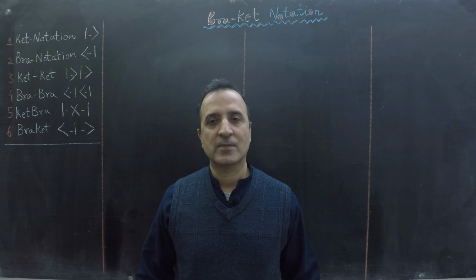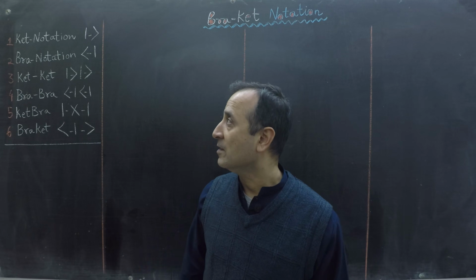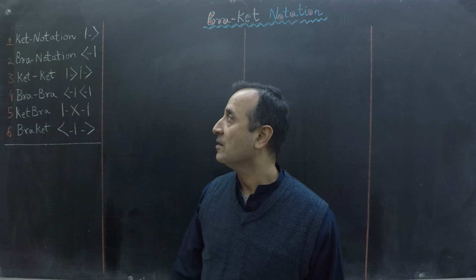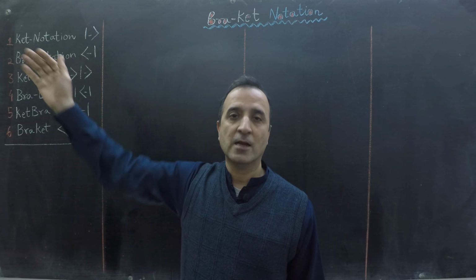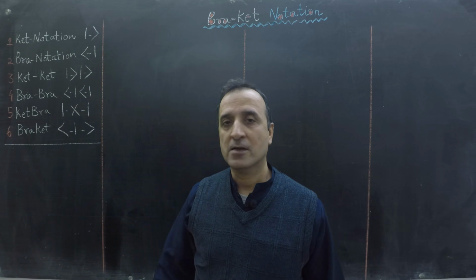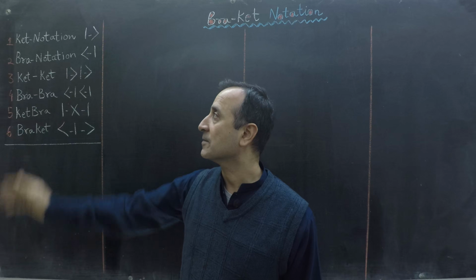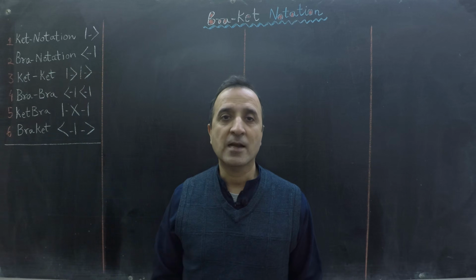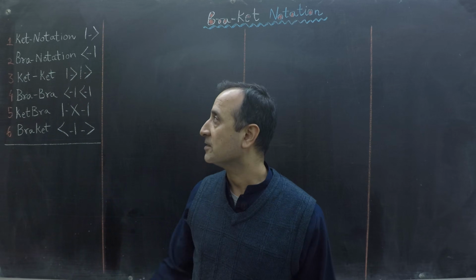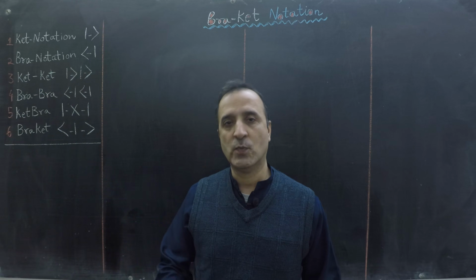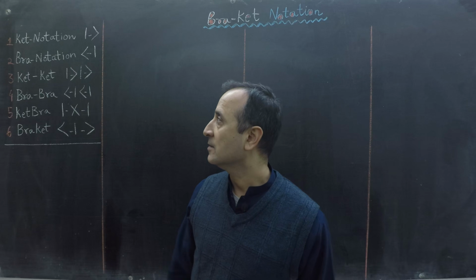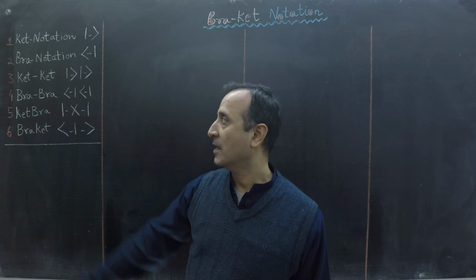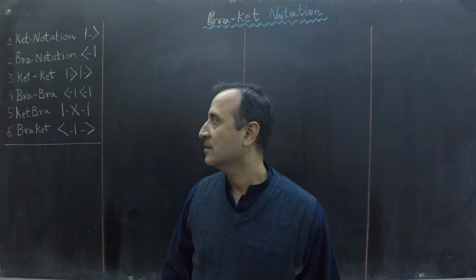So let's start. In this video we will learn about these following concepts. We will learn what is the Ket notation and how can we express any column vector using Ket notation. Number 2, we will learn Bra notation and its relationship with the Ket notation. How can we convert Ket notation to Bra and Bra to Ket? Thirdly, we will learn about Ket-Ket notation and how to compute tensor product.